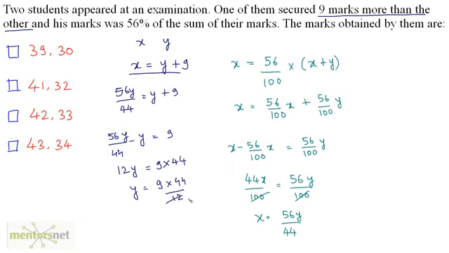So 3 4s are 12 and 3 3s are 9, and 4 times 11 is equal to 44. So y is equals to 33. Now you can find out x. X is y plus 9. So x is equals to 33 plus 9, and that will give you 42. Right? So x is 42 and y is 33. So our answer is option C.